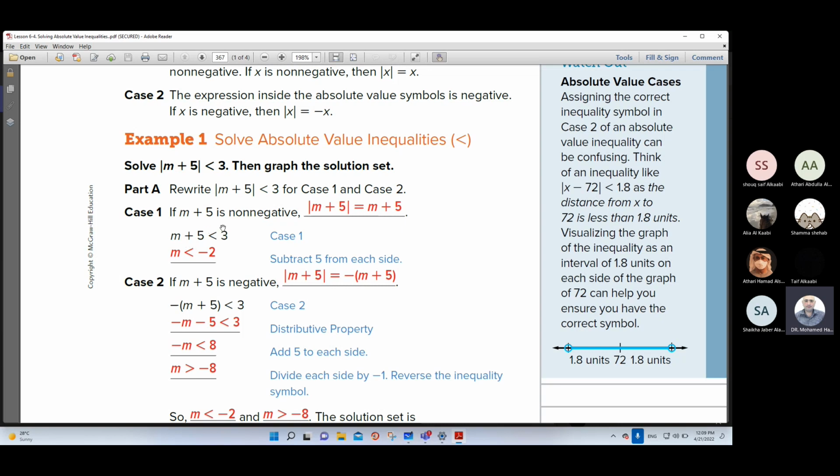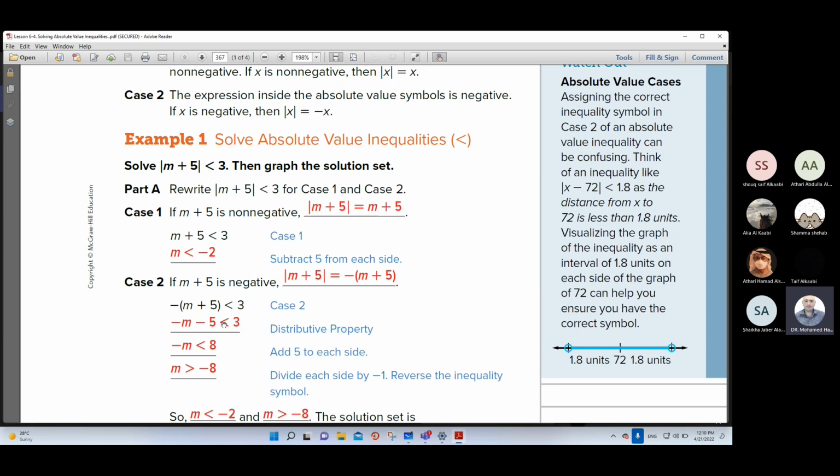Then we can solve this inequality. You will get m less than minus 2. Then take the second case, if we have negative. Negative means multiply this value by negative. So we can write the inequality negative times, between parentheses, m plus 5 less than 3. Then use distributive: minus times m, minus times 5, minus m minus 5 less than 3.